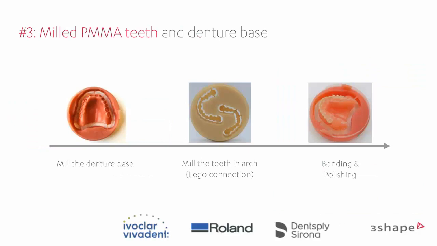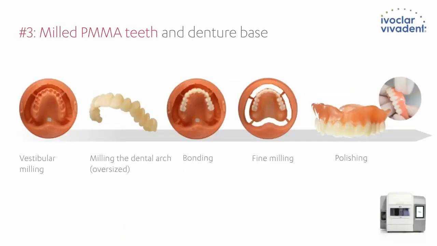The other very popular workflow is the milled PMMA teeth and denture base. So what you basically see here, we have a really nice workflow where you mill the base, you mill the teeth. There's a drill compensated Lego connection, so you can basically just click them together, and you can bond and polish them. This is super easy. And also what you see here is that Ivoclar has this patented workflow where you do oversizing. So you do an oversized milling, so you don't mill all the details, you put them together, so all the glue overflow, etc., is removed, and there's very, very little finishing afterwards. You basically polish them just afterwards, and you're basically done. So really, really a cool workflow.